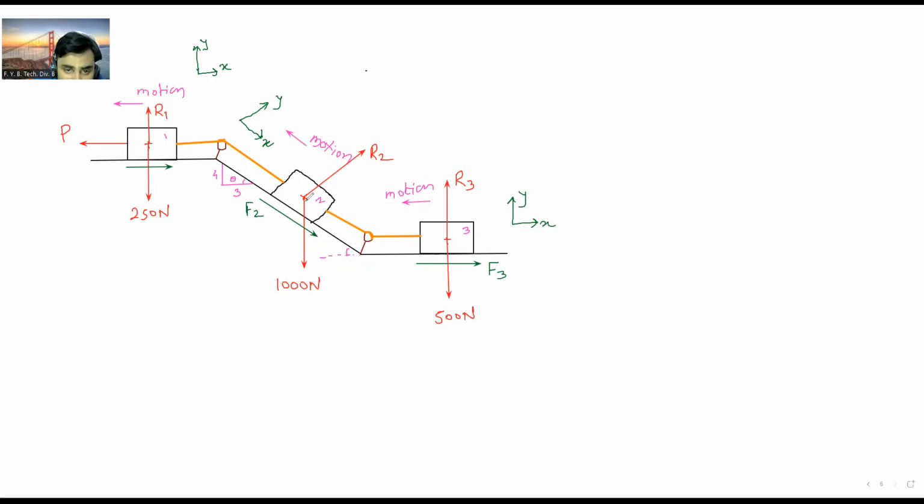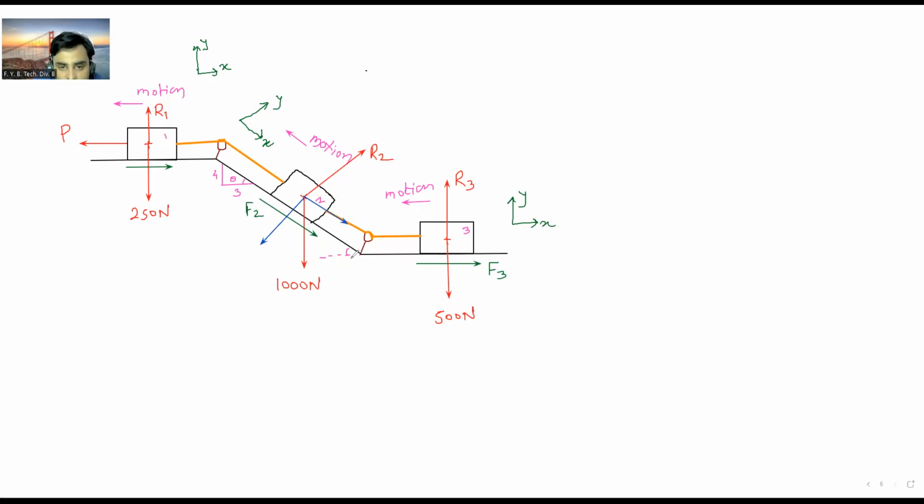मग आता इथं बघा हा जो फोर्स आहे 1000 न्यूटन. Now this inclined plane is our x-axis, so we have to resolve this force according to our plane. So if I resolve this, then I will get one component perpendicular to this plane and another component parallel to this plane. So it is on this line.